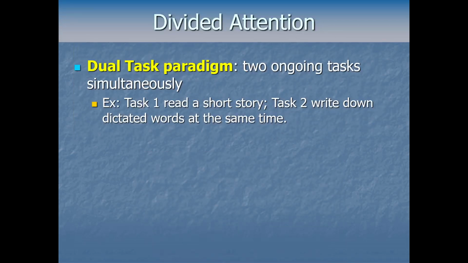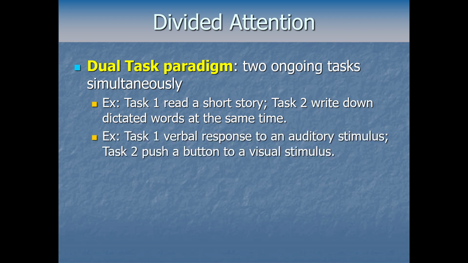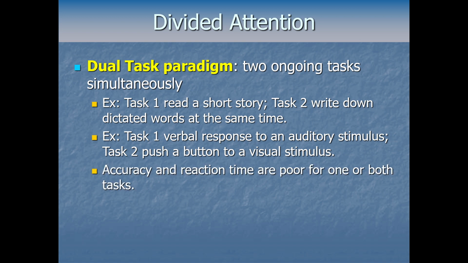And usually divided attention is investigated with something we call a dual task paradigm, having participants do two ongoing tasks simultaneously. So for example, task 1 might require reading a short story, and task 2 requires them also at the same time writing down dictated words. Or task 1 might require a verbal response when a particular auditory stimulus shows up, but also they have to pay attention because task 2 requires them to push a button when a particular visual stimulus comes on the screen. So you're simultaneously keeping an eye and an ear out for two different things.